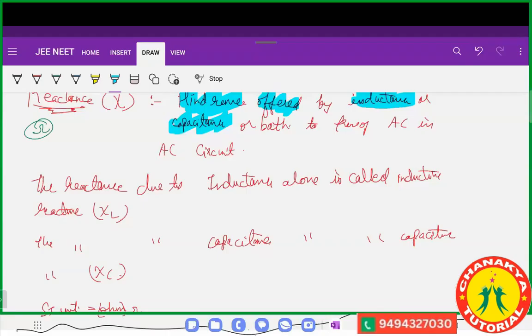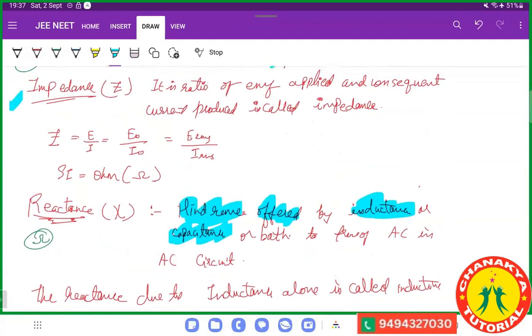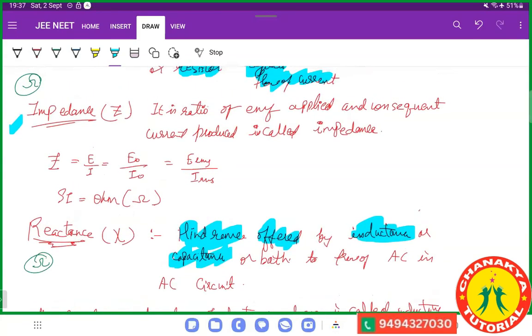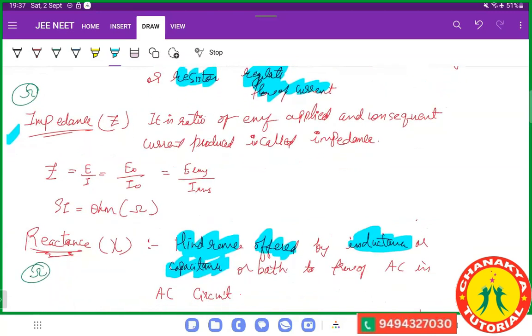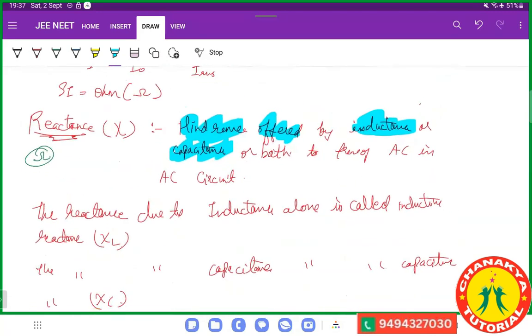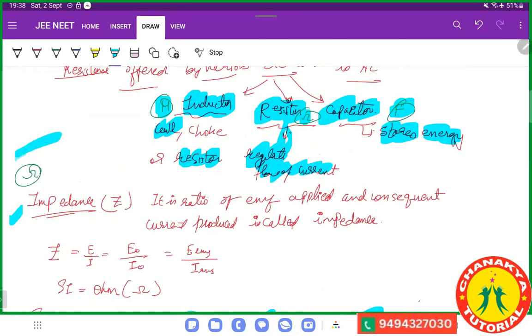Sir, could you show the definition once? This thing we are going to discuss tomorrow itself. The reactance thing? Yes, and impedance also. I didn't discuss impedance. We'll start with impedance. I just gave some little idea about this, so from here we will discuss.